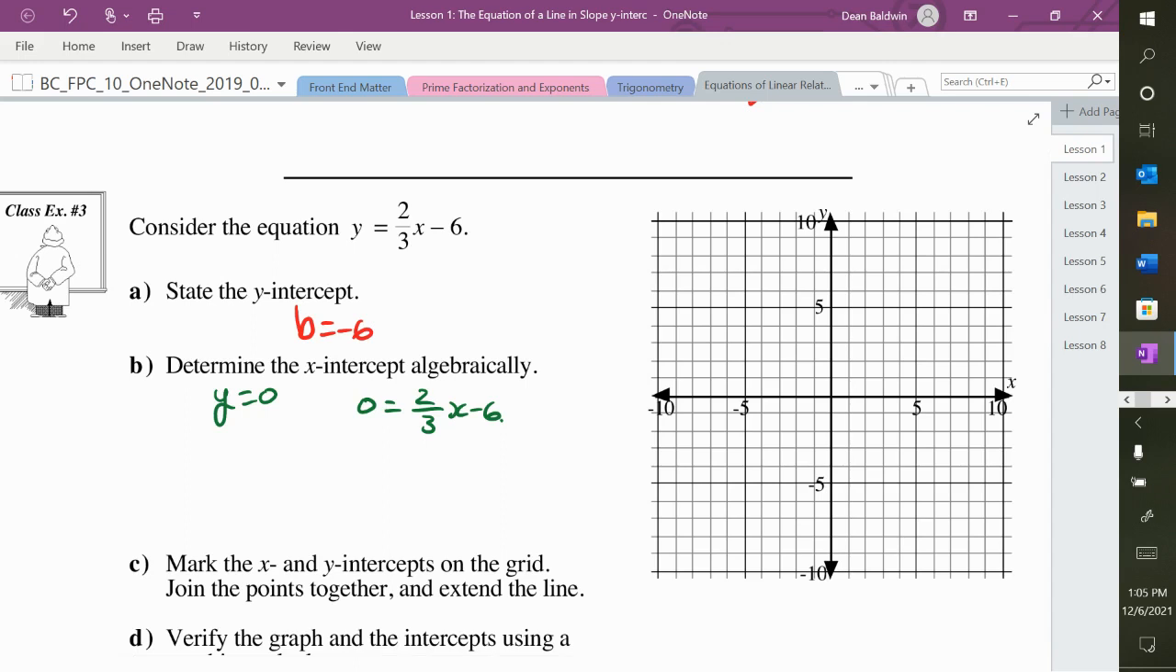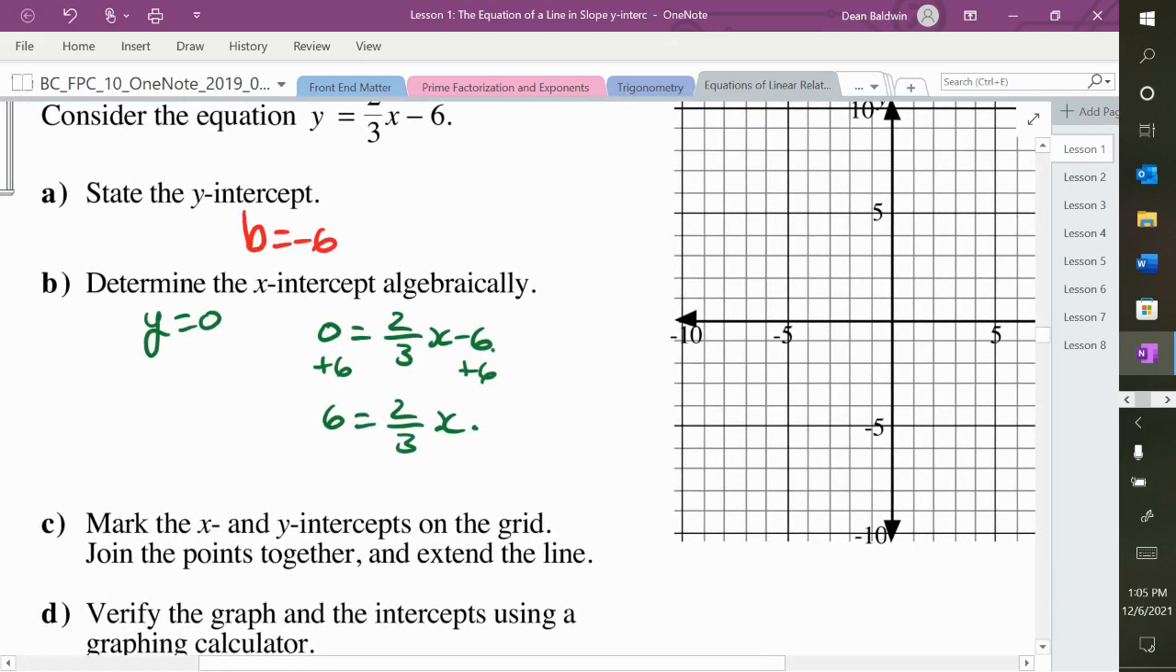I'm going to move the -6 over. So add 6, add 6. So I get that. How do you solve for x here? This is good algebra practice. What am I going to do? You can divide by 2 over 3 or multiply the 3 up. What's 6 times 3? 18 equals 2x. How do I get rid of the 2?